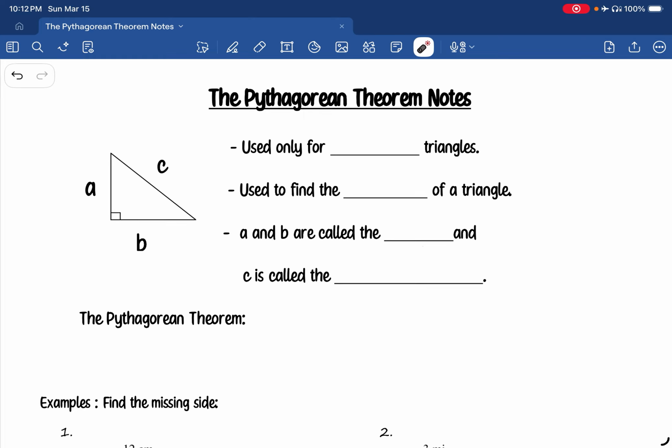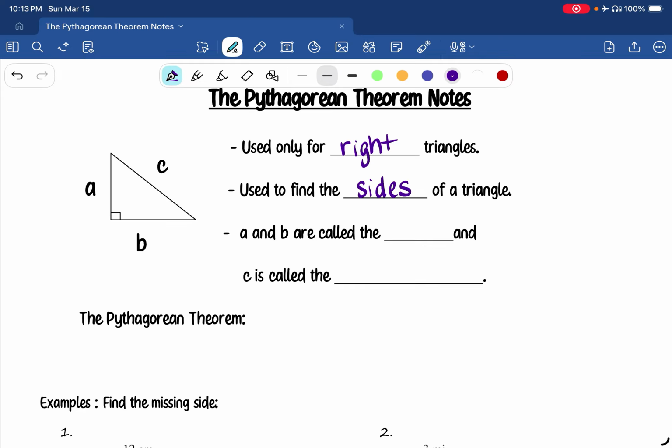And the side C over here is the longest side of this triangle, which is across from that 90-degree angle. Remember, the longest side is across from the biggest angle. And so our hypotenuse, or side C, would always be the largest side of that triangle. The Pythagorean theorem is only used for a right triangle, and it's used to find the sides of that triangle.